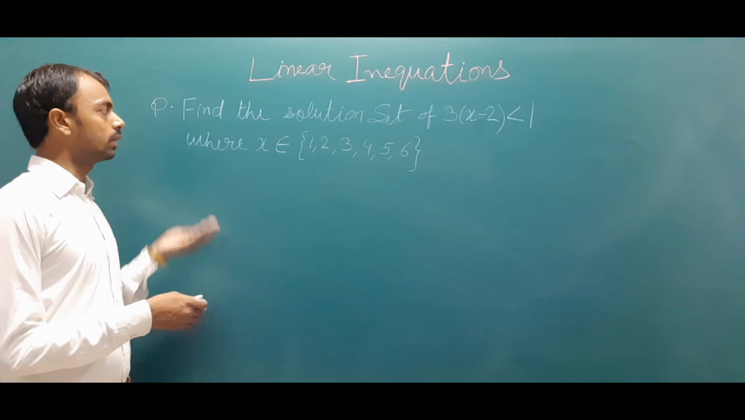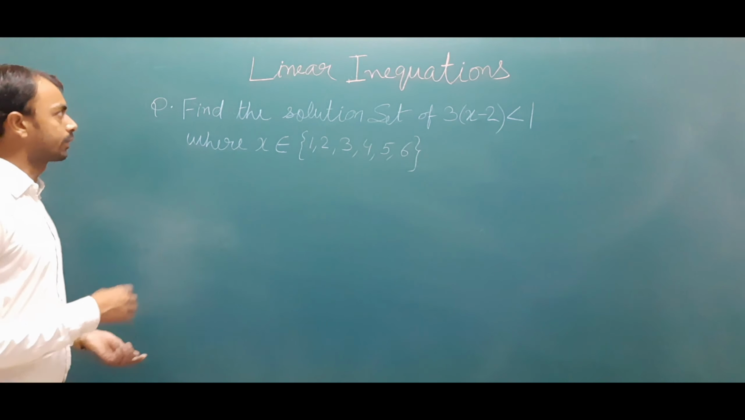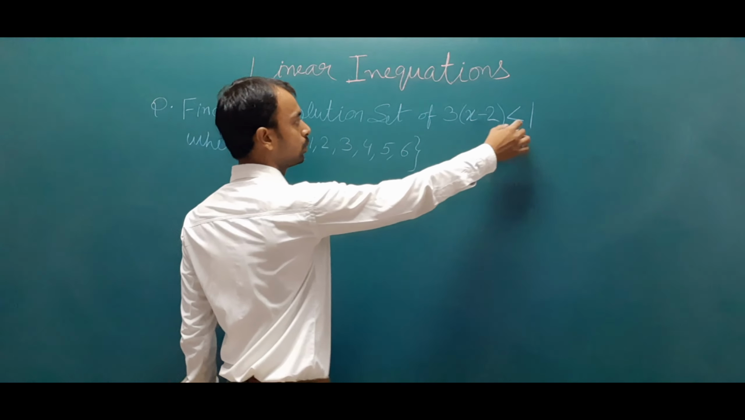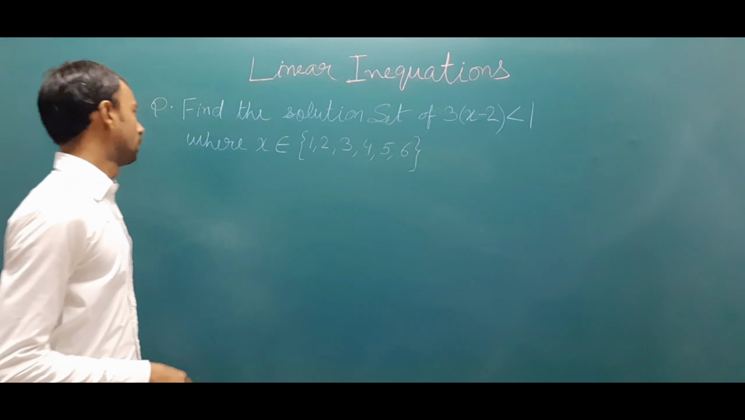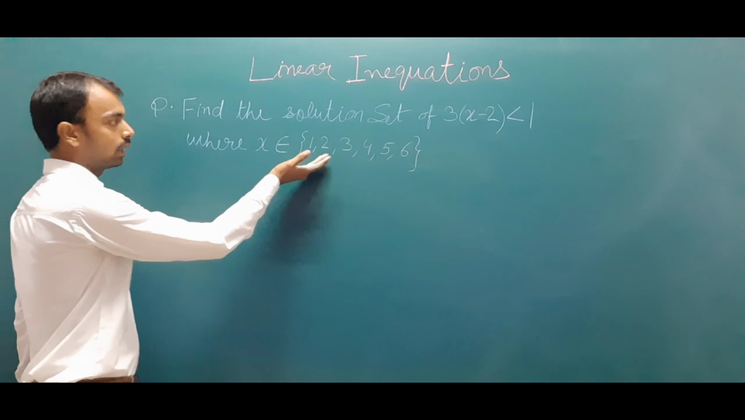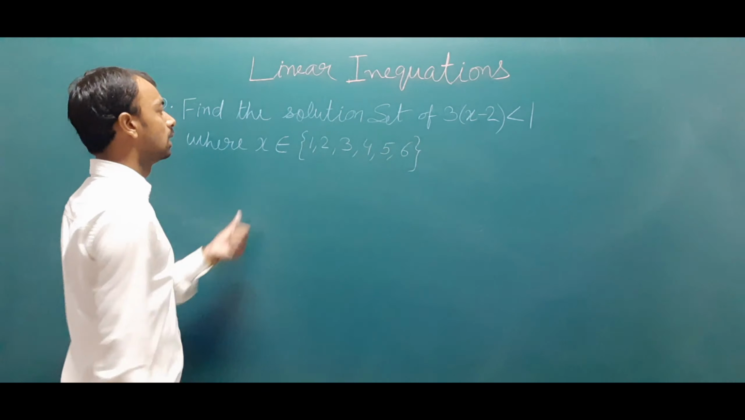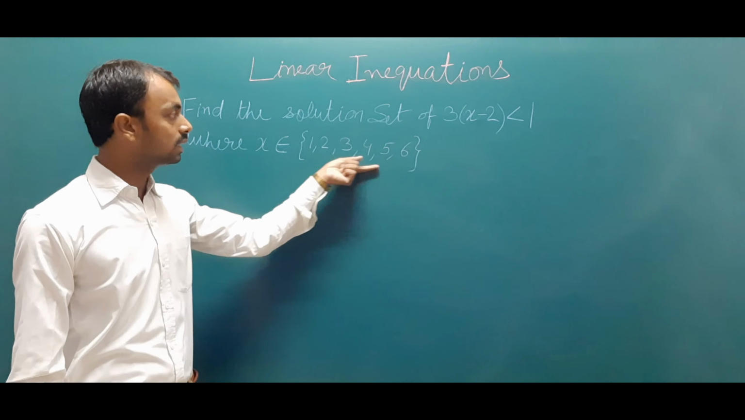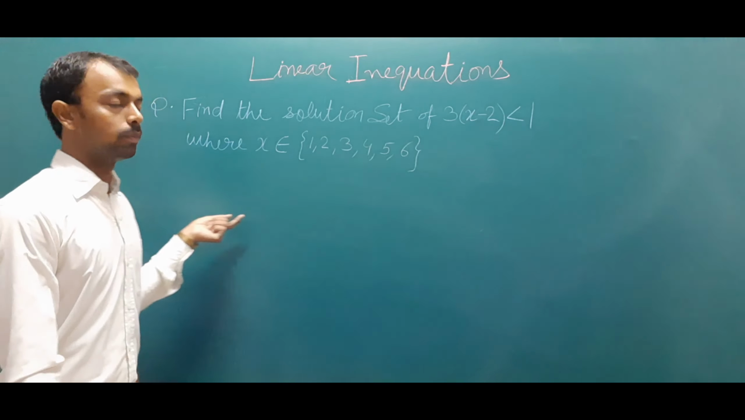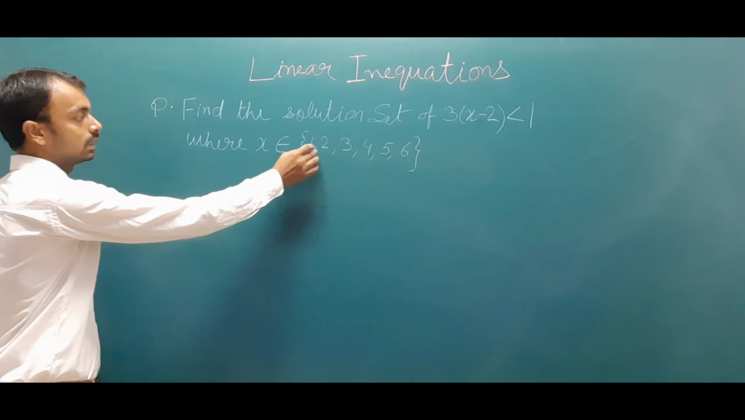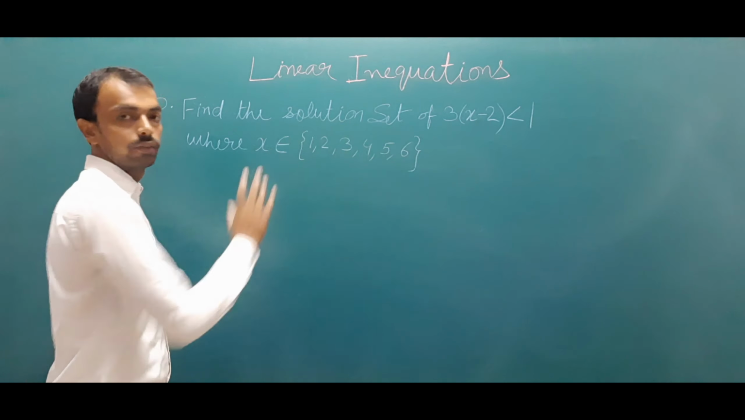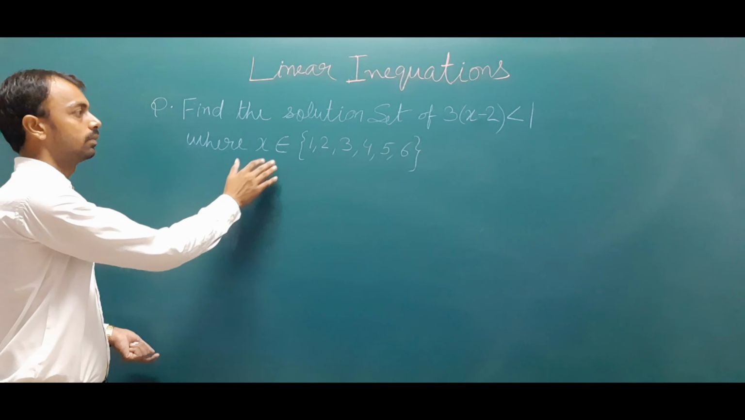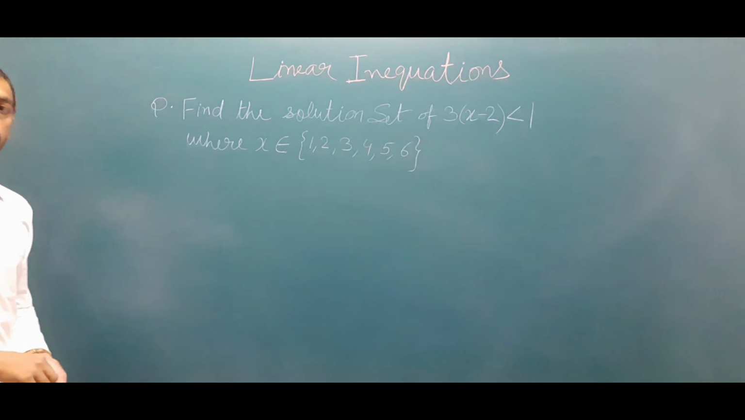Now let us try to understand with an example. The question is: find the solution set of 3 into x minus 2 is less than 1, where x belongs to 1, 2, 3, 4, 5 and 6. Here our solution set will belong to these numbers only, because we are given a finite set of numbers from which we have to extract our solution.